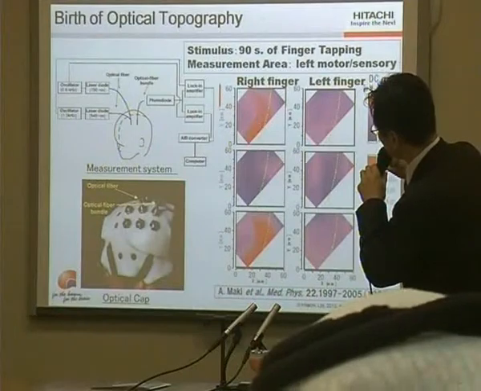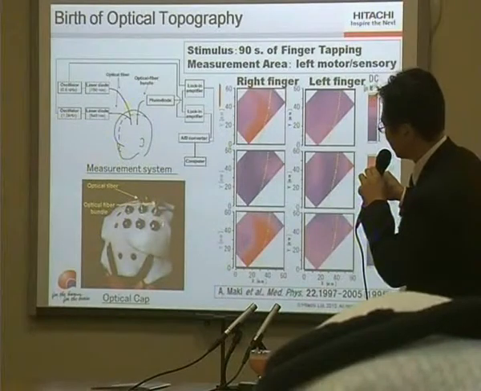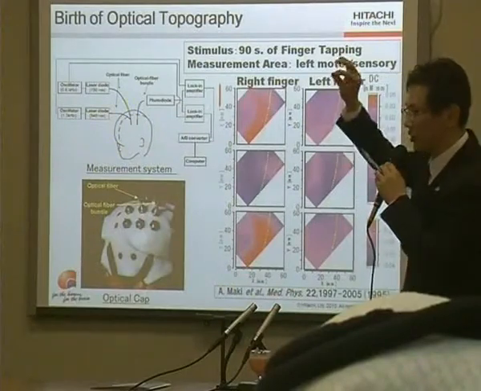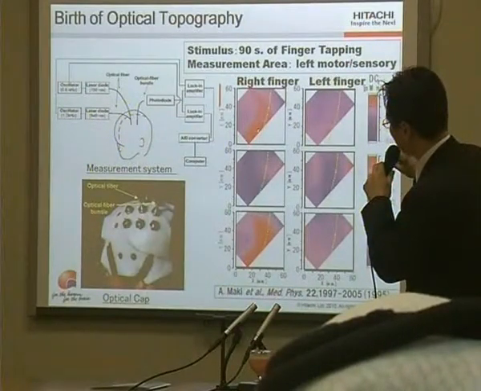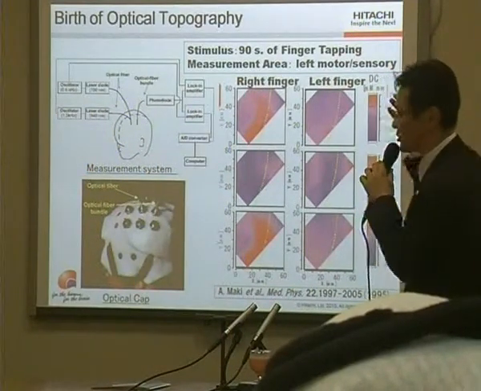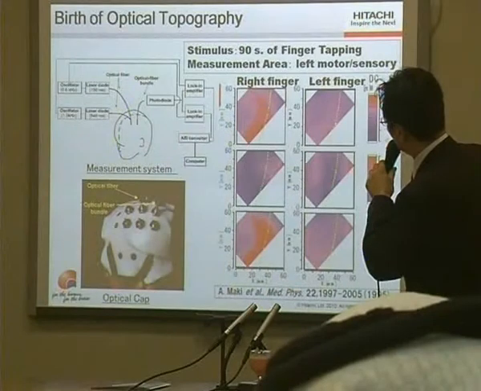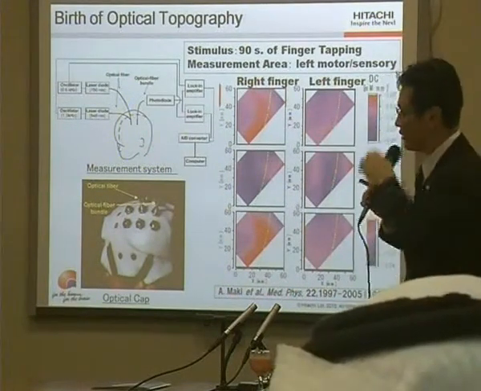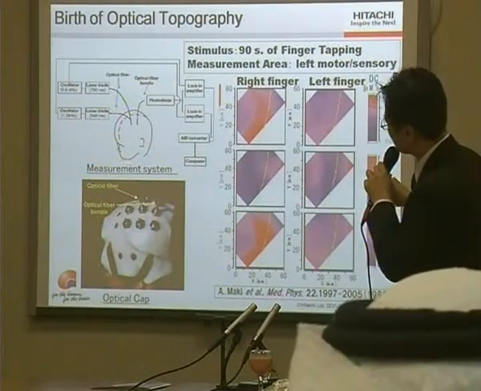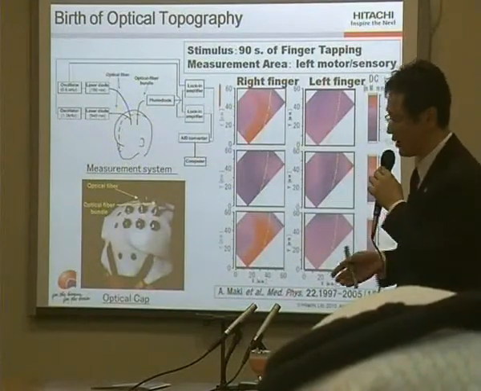So this is the result of oxygenated hemoglobin concentration. At first, we measured the left hemisphere here. When the subject moved the finger, we observed a very clear increase in oxygenated hemoglobin. However, when the subject moved the left finger, we could not see any change in the left motor region. So finally, we concluded this system can measure brain hemodynamic change induced by brain functions.